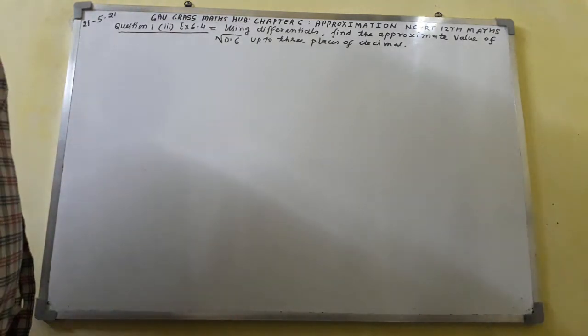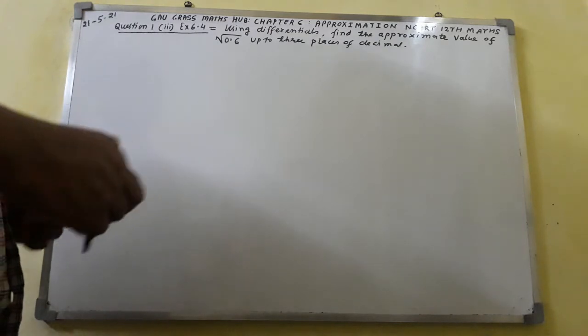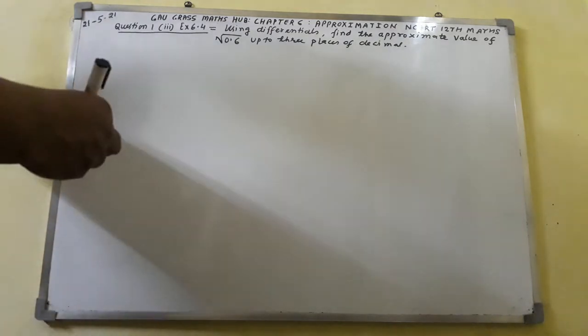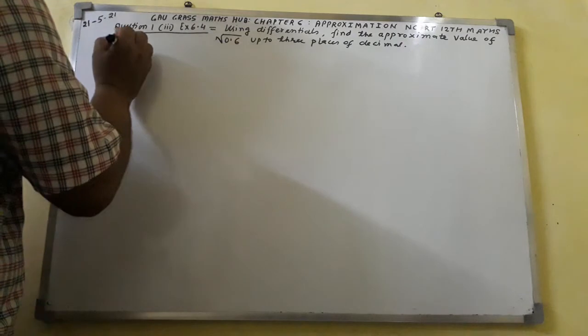I am going to explain question number 1, Roman 3rd, exercise 6.4, chapter 6, application of derivative, subsection approximation of NCERT 12 mathematics. The question is, using differentials, find the approximate value of under root 0.6 up to 3 places of decimal. Now come to the solution here.